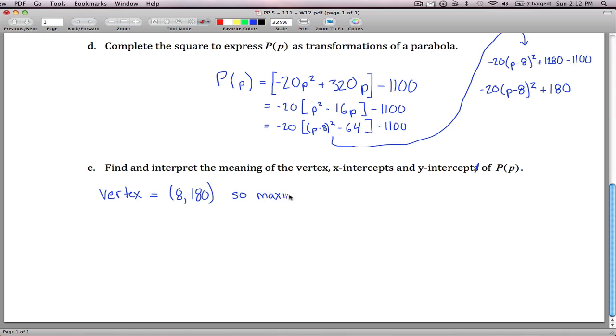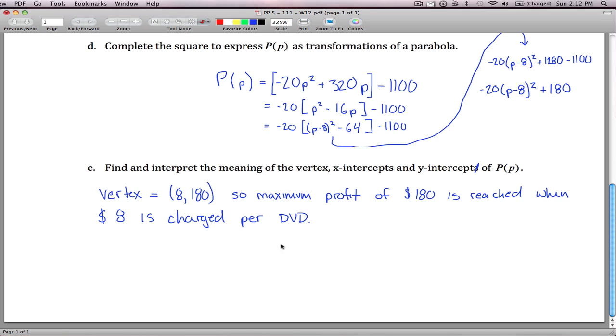Let's see, and to interpret that, so maximum profit of $180 is reached when $8 is charged, when price is $8. Maybe dollars per DVD. Or something like that. That's what the vertex means.